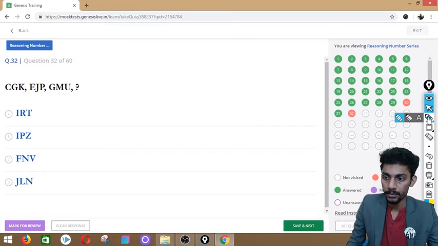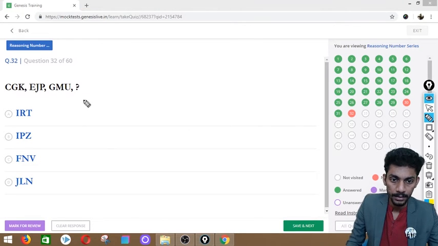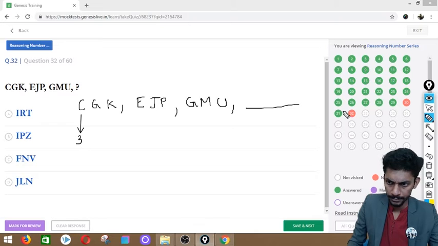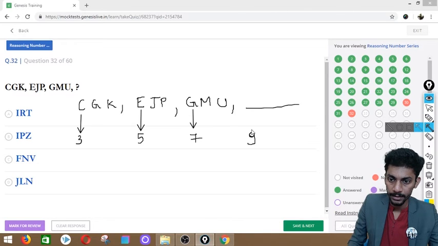Next question, question number 32. Question number 32 says C, G, K, E, J, P, G, M, U, dash. Okay, so C is the third letter in the alphabet. We'll take all the first letters of the pattern given. C is the third letter, E is the fifth letter, G is the seventh letter. So the answer should be the ninth letter, right? Which is the ninth letter? The ninth letter is nothing but I.